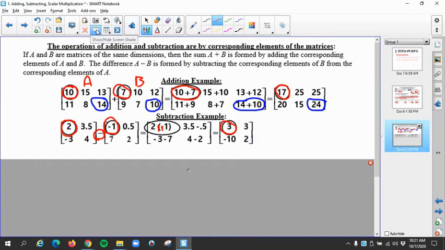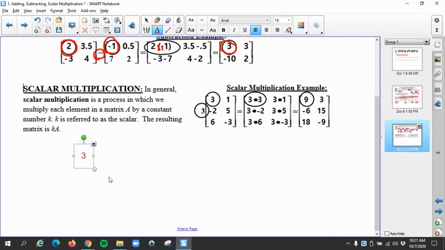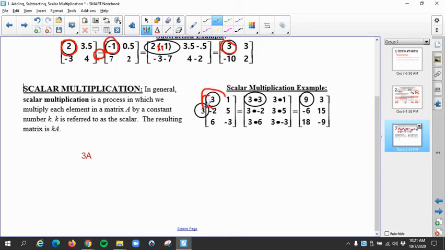Let's get to scalar multiplication. Like I said, scalar multiplication sounds more complicated than it actually is. The way you would have a problem is it would look like this. It would say, find for me 3A. And let's say this was matrix A right here. What I want to do is simply take that 3 that's on the outside and multiply it times everything that's on the inside. It's kind of like doing the distributive property a whole bunch of times. 3 times 3, 3 times 1, 3 times negative 2, 3 times 5, 3 times 6, 3 times negative 3. That's where this matrix comes from in the end.